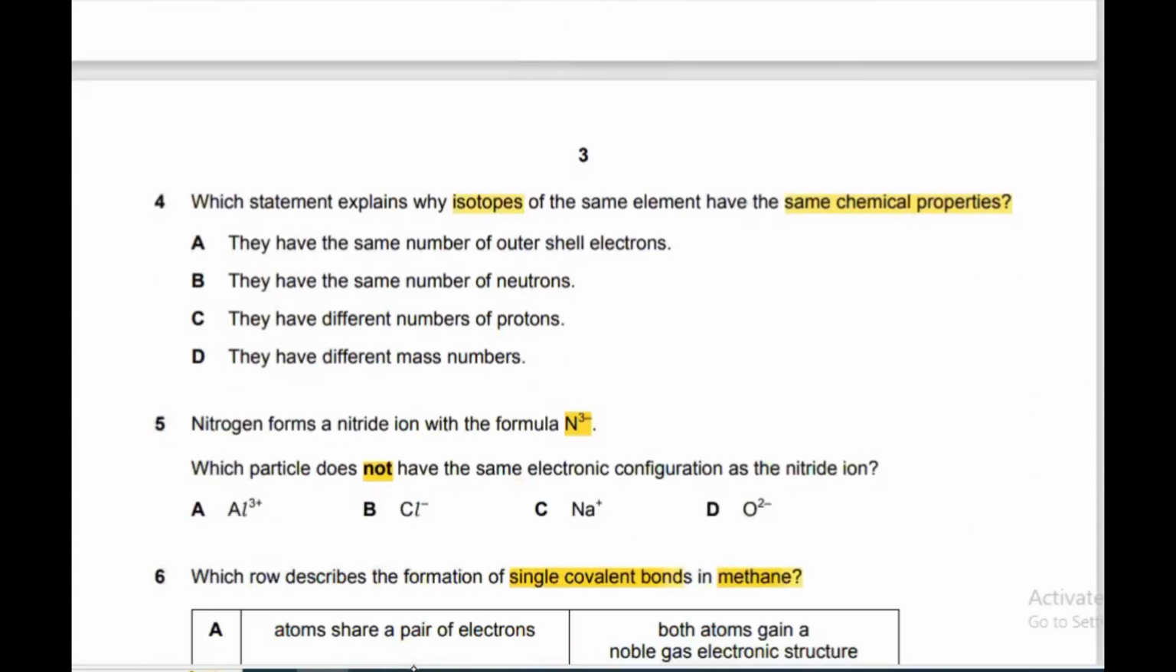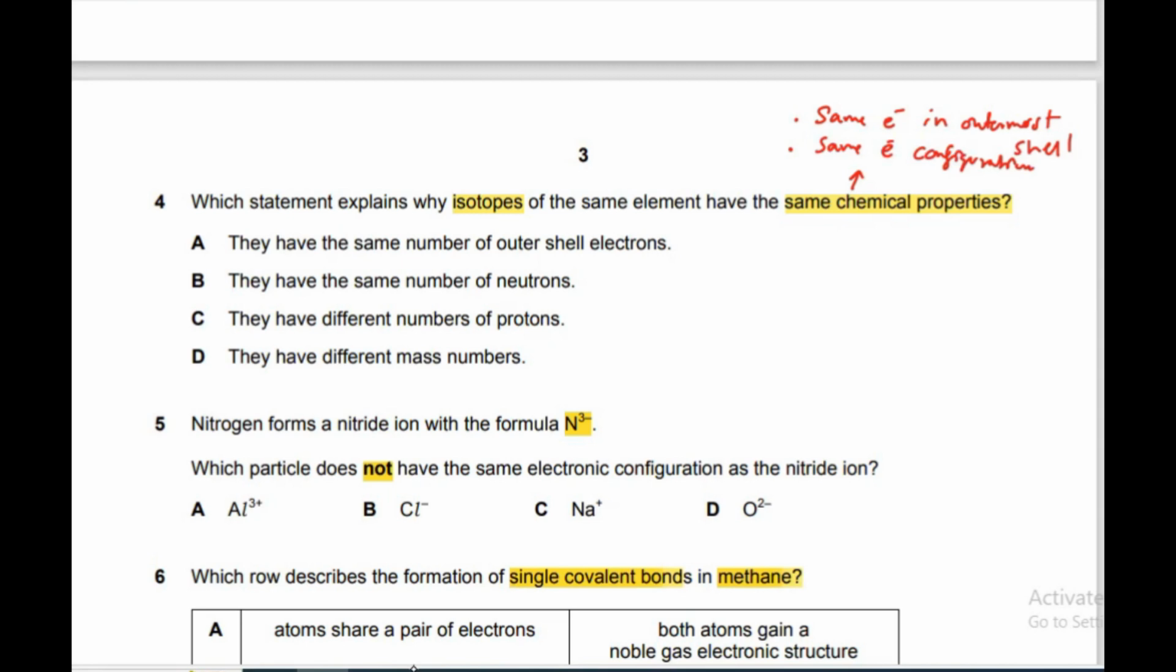Then the next part: which statement explains why isotopes of the same element have the same chemical properties? Same chemical properties mean the same number of electrons in the outermost shell, or you can say the same electronic structure or the same electronic configuration. If atoms have the same electronic structure, or the same electrons in their outermost shell, they must show the same chemical properties.